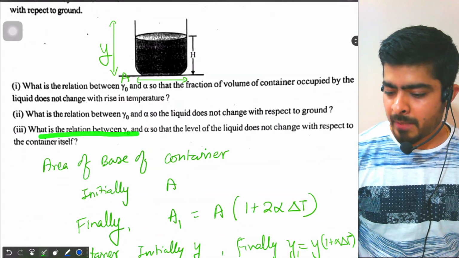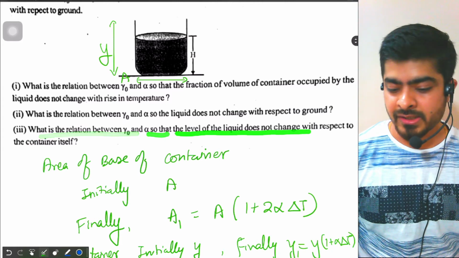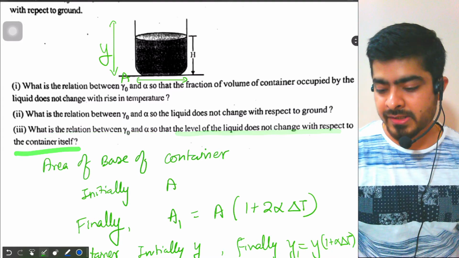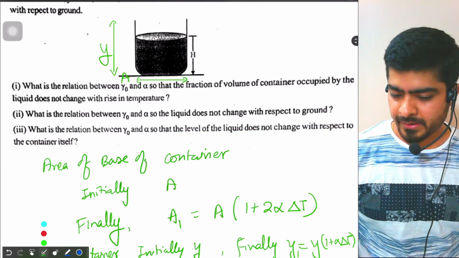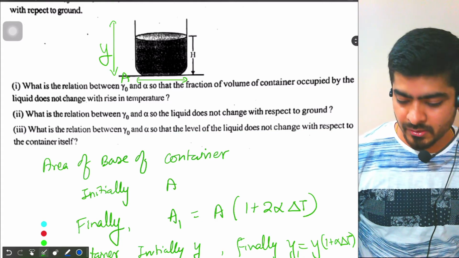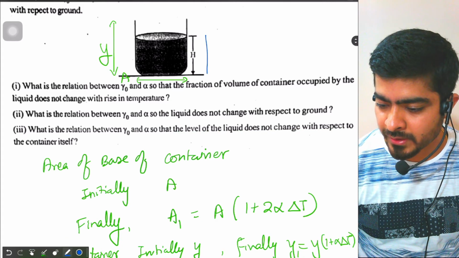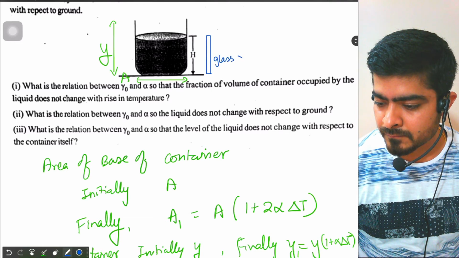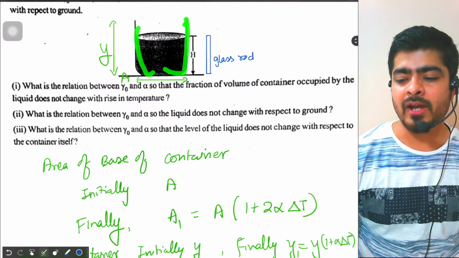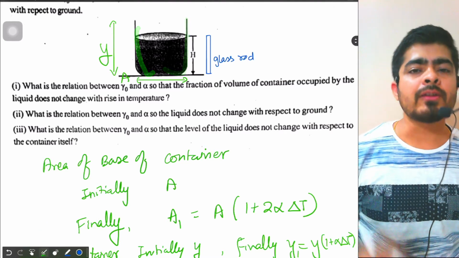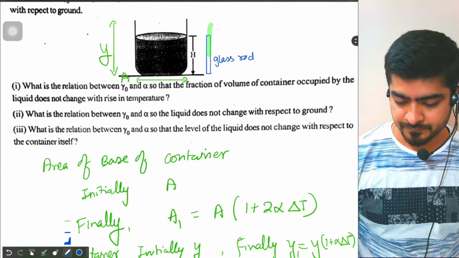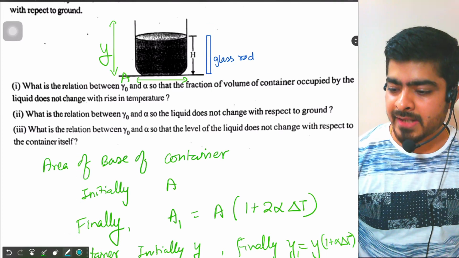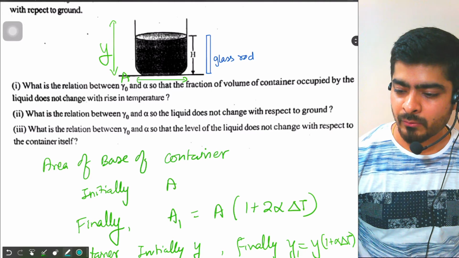What is the relation between gamma naught and alpha so that the level of the liquid does not change with respect to the container itself? What does this mean? To understand that, let's do something. See, the container is made of glass, right? So I will keep another glass rod over here, made of the same glass of which we have the container. Now when you heat the system, the glass rod will expand. The liquid has a new height h1, correct?